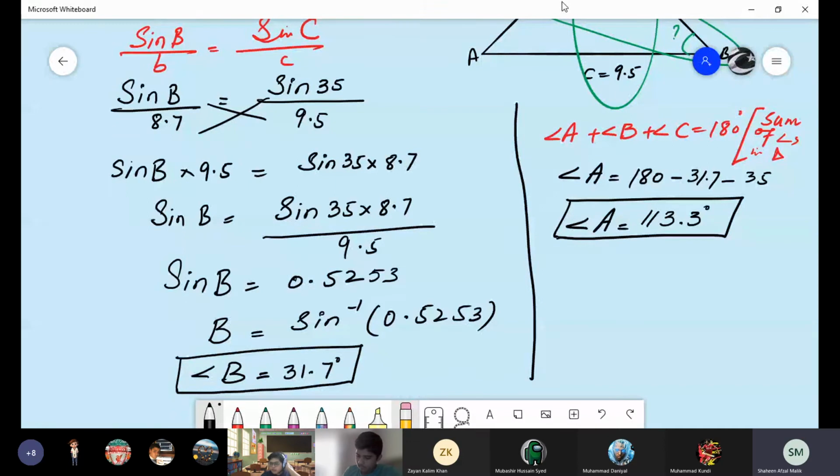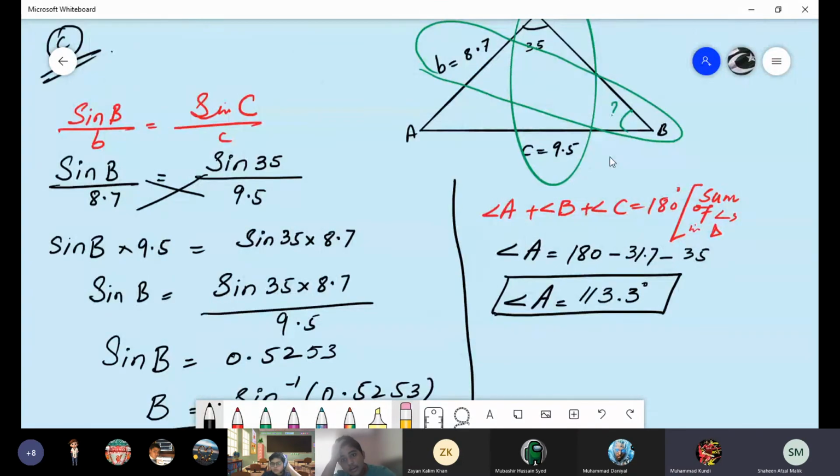We have to find out the missing side. Which missing side is here? Ma'am, we have to find side A. We have the angles and we have to find out this A. Okay, how will we find out A?